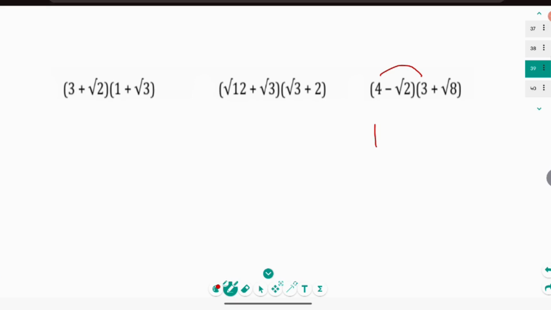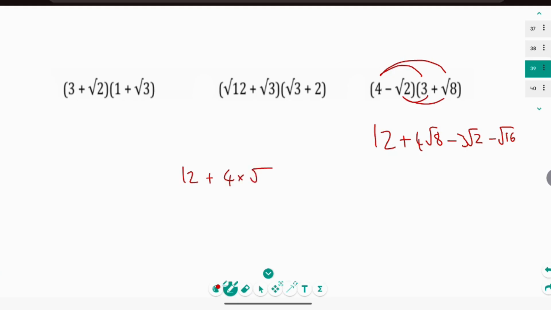Okay, 4 times 3, 12. 4 root 8. Negative 3 root 2. Negative root 16. Simplify. Root 8 simplifies to root 4 times 2. And root 16 is 4. Let me just simplify this over here first. Square root of 4 is 2.